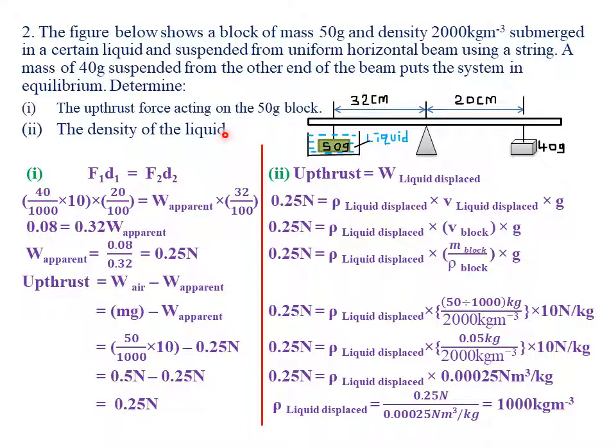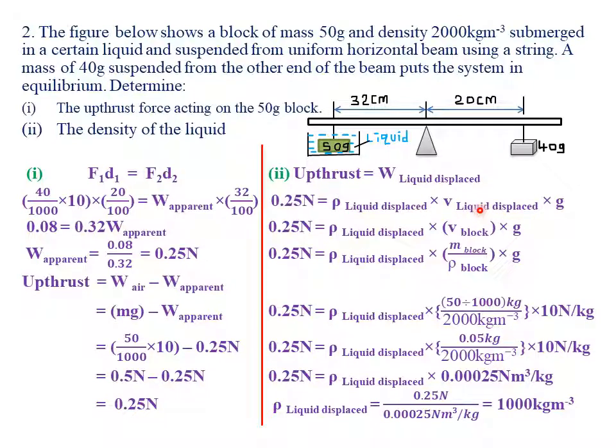In order for us to find the density of the liquid, we must first of all have the weight of that particular liquid that was displaced. And remember, from the Archimedes principle, upthrust must be equal to the weight of the liquid displaced. So upthrust is equal to weight of the liquid displaced. The upthrust due to the 50-gram mass is 0.25 Newton, which we computed from Roman 1. Remember, the weight can be given by rho Vg, that is density of the liquid displaced times volume of the liquid displaced times gravity.